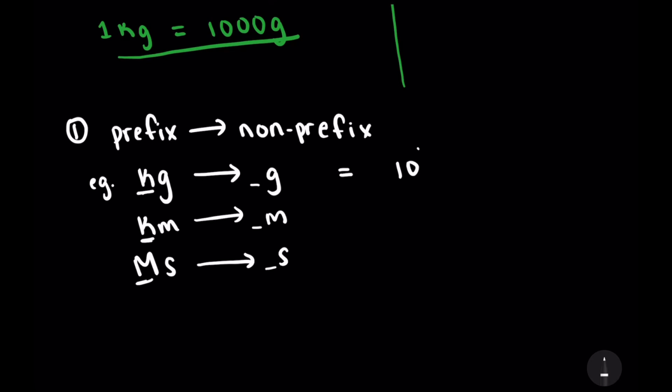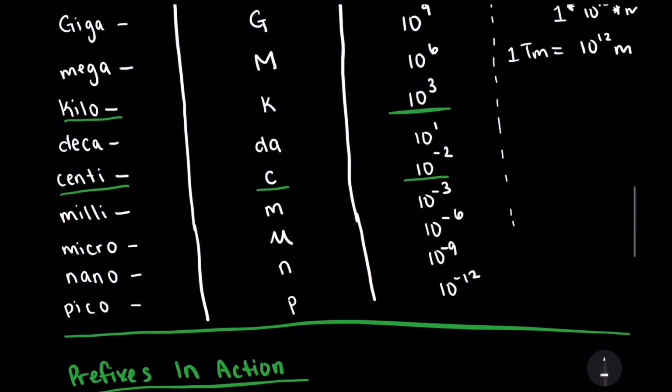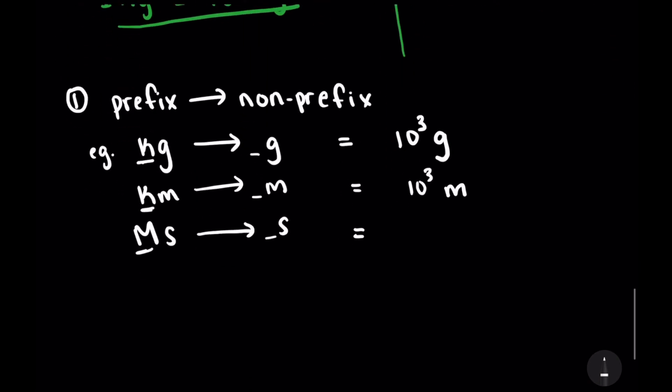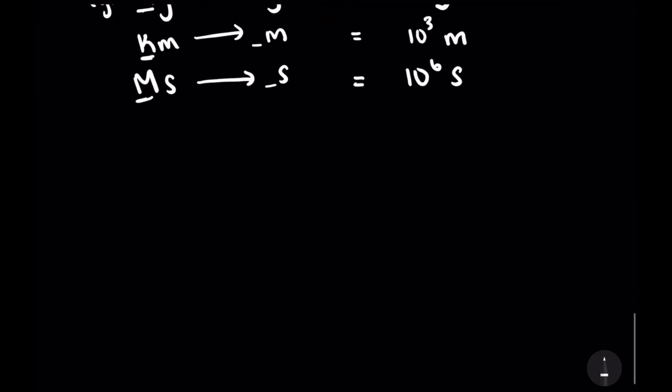So kilo being 10 to the 3 is what we put in front of the grams. Kilo here still being 10 to the 3 is what we would put in front of the meters. Mega, let's remind ourselves, is 10 to the 6th, and again, we would just put that in front of our unit. So I would say that we're pretty good on going from prefix to non-prefix, right?